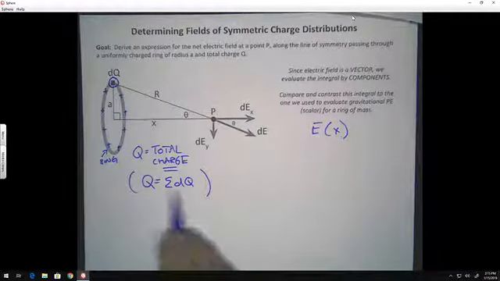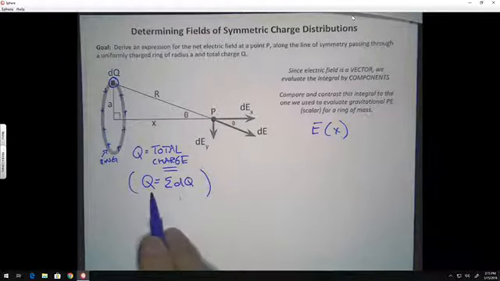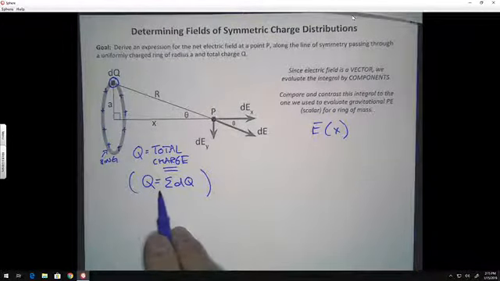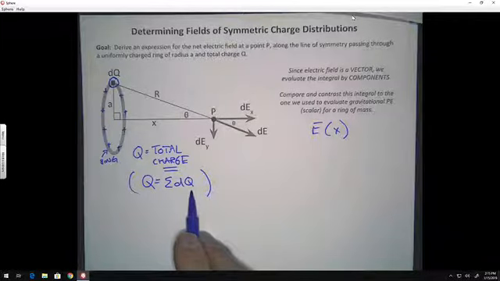And all the dq's, if you went all the way around the ring, would add up to q total. I'll just put that in parentheses just so that you can see that. But that's the relationship between those. Okay, all right.